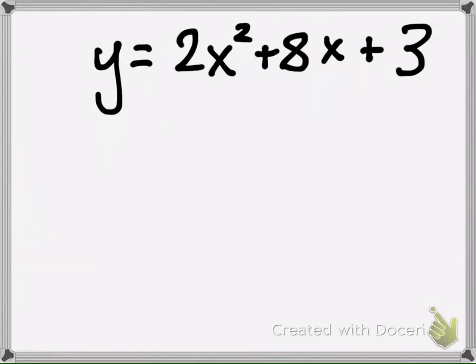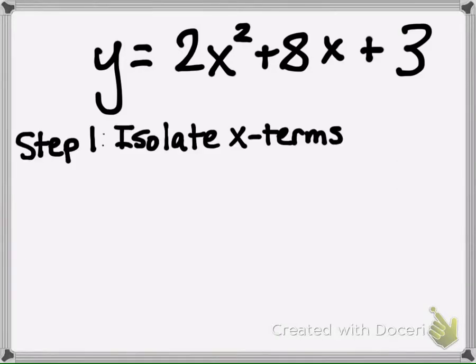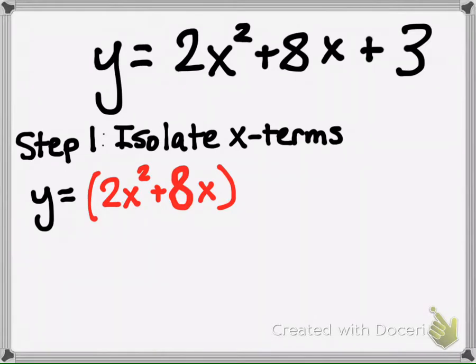So first things first, I have my equation, y equals 2x squared plus 8x plus 3. Now my first step is going to be to isolate my x terms. I want to separate the terms with an x in them from the terms without an x in them. So I have 2x squared plus 8x in parentheses, and I'm going to leave the 3 outside of the parentheses.